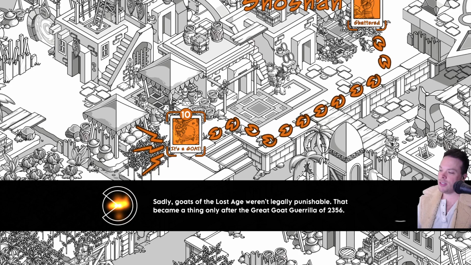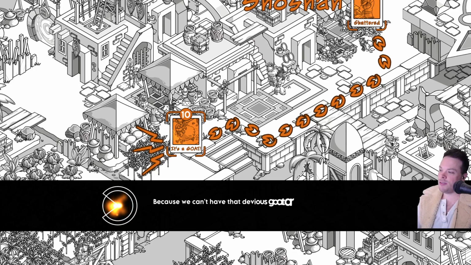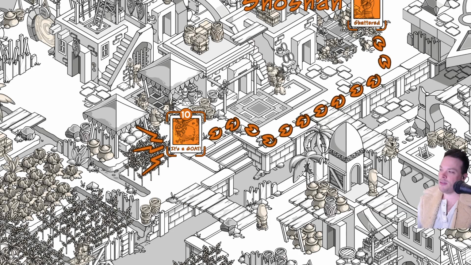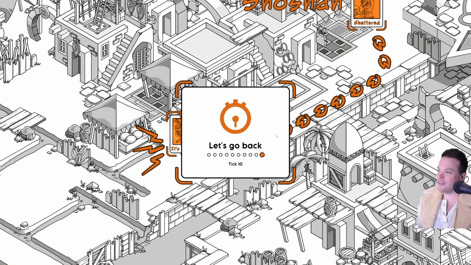Goats of the Lost Age weren't legally punishable. That only became a thing after the Great Goat Gorilla of 2356. Because we can't have that devious goat arrested, we should follow it until we find its owner.